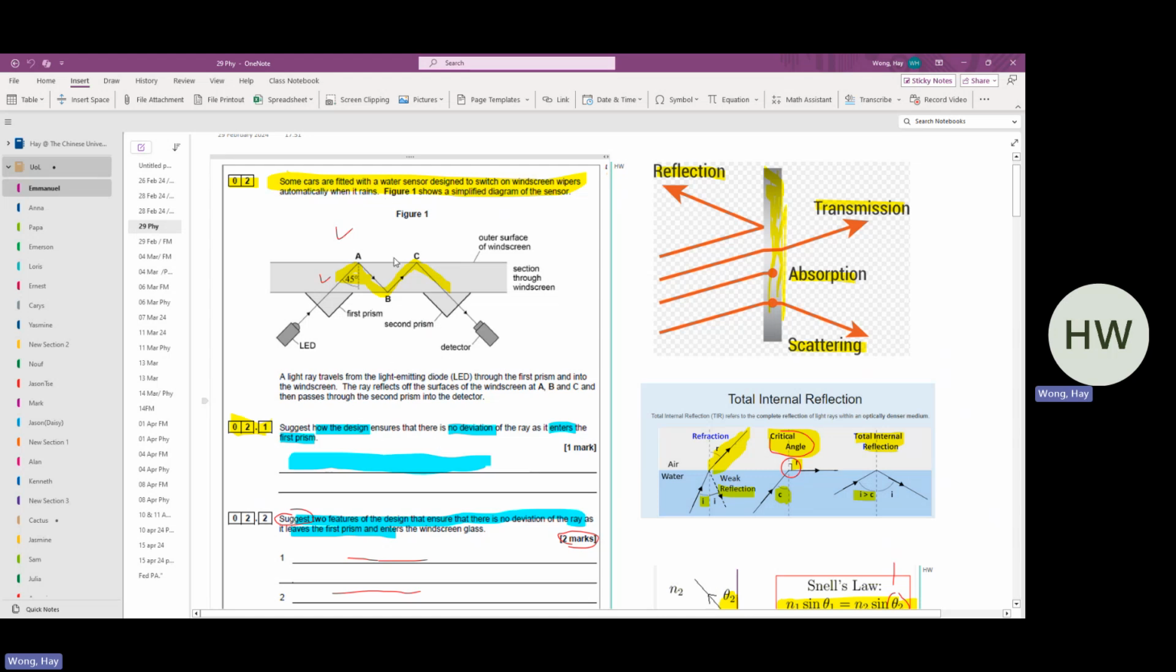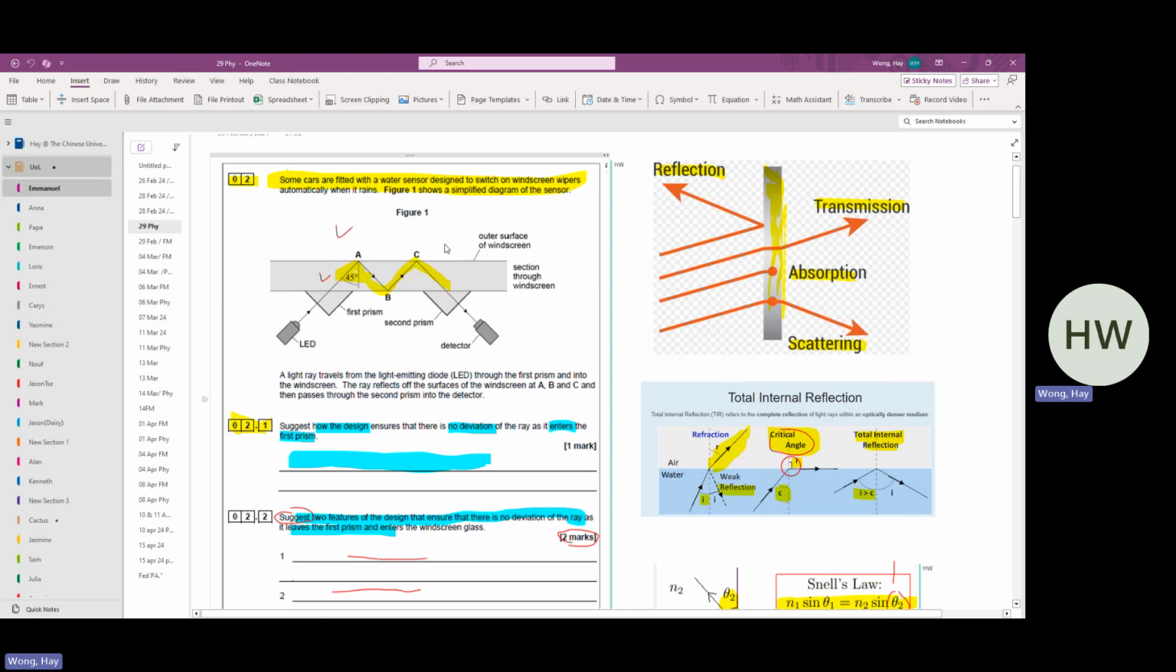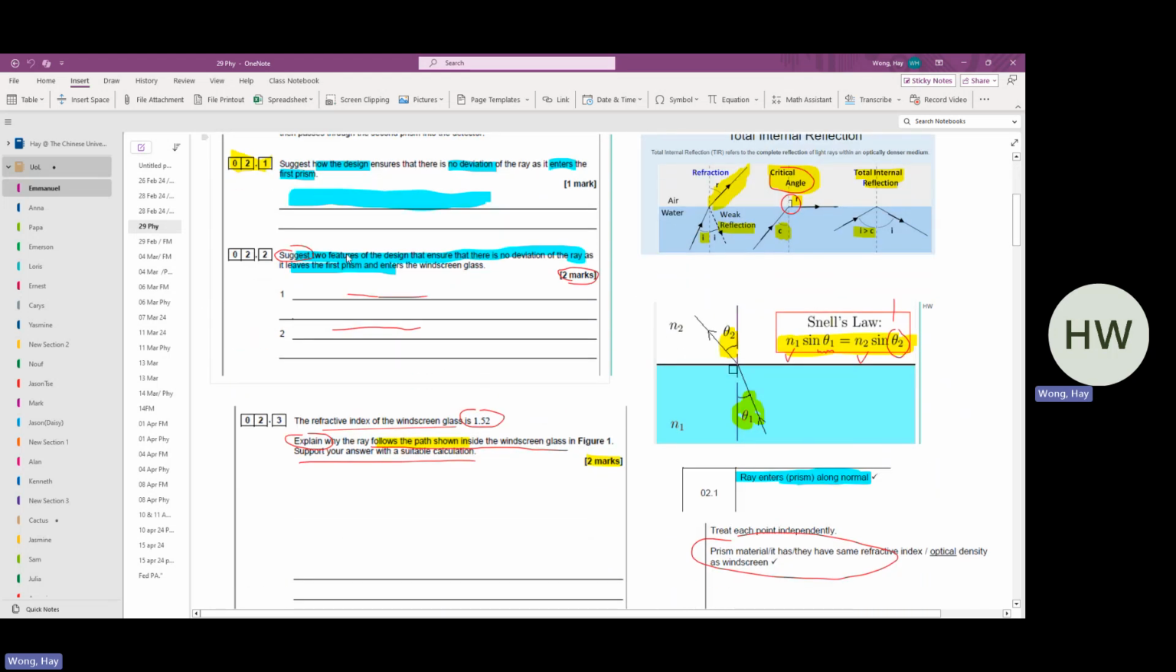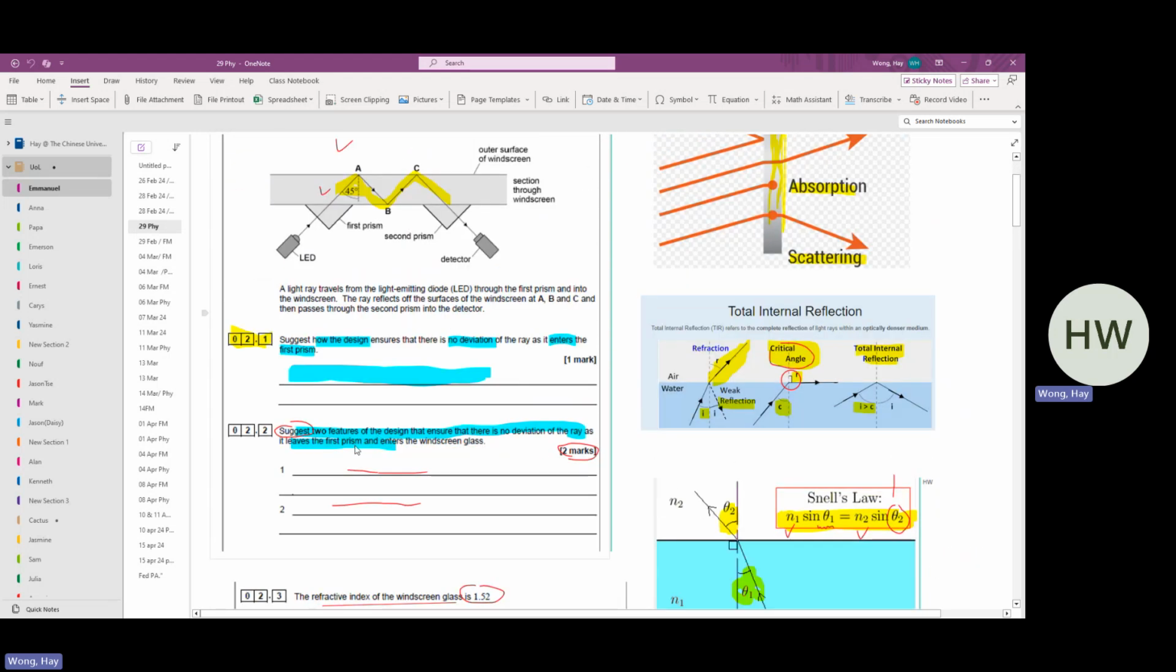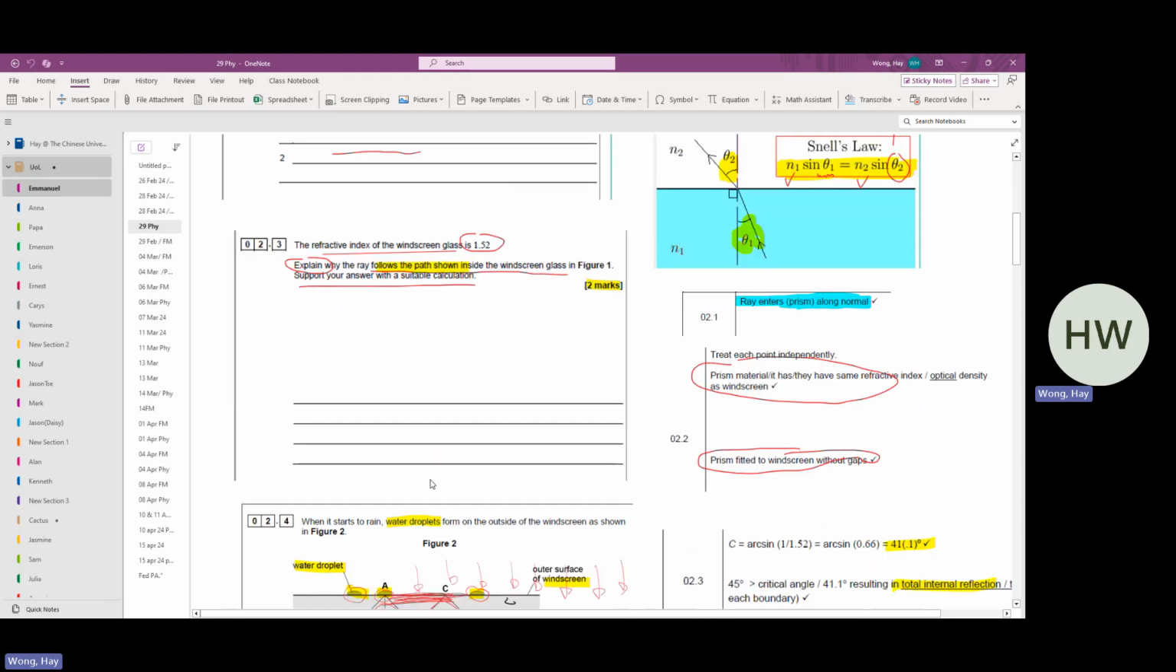You have a design for a windscreen wiper sensor. This is setting the context. In this question, you will get asked how to understand this design, so you have to apply your physical understanding to give an answer. You also have to suggest some features commenting on the application of the windscreen glass. So 2 marks, 1 mark each.